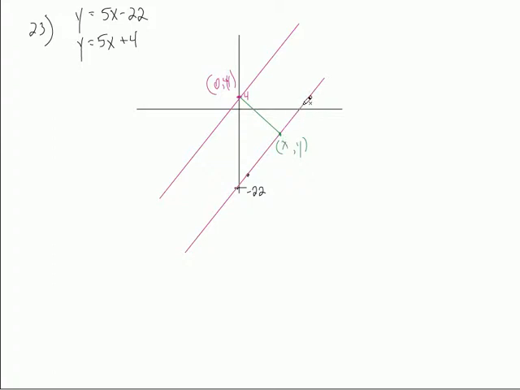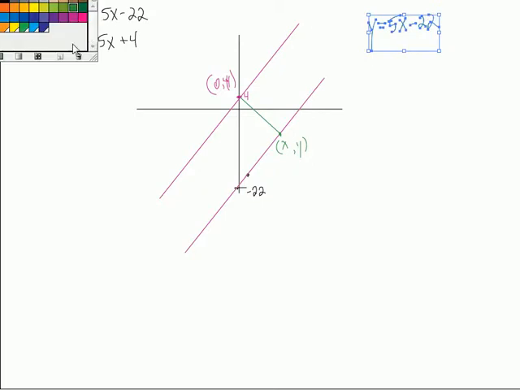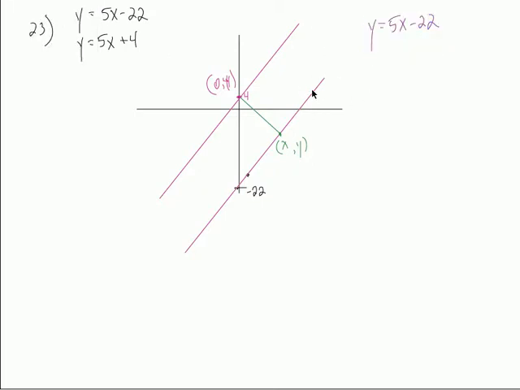What is the equation of this one? That's the one with the 22. Right. It's y equals 5x minus 22. That's that equation. This shouldn't take too long. Okay, I'll just make that purple. So that's this line right here. You with me on that?